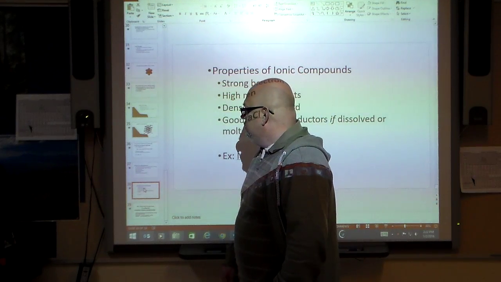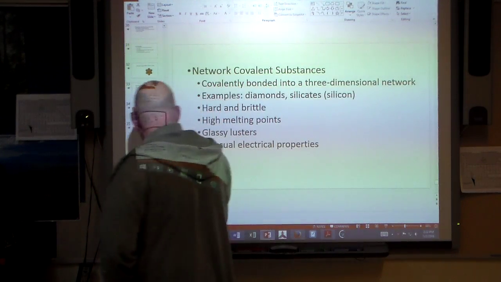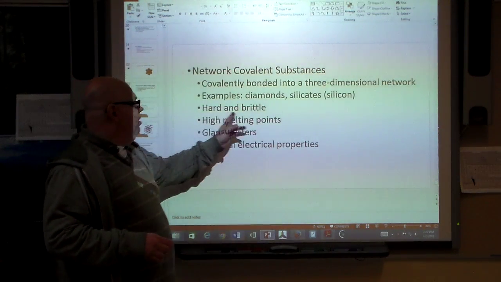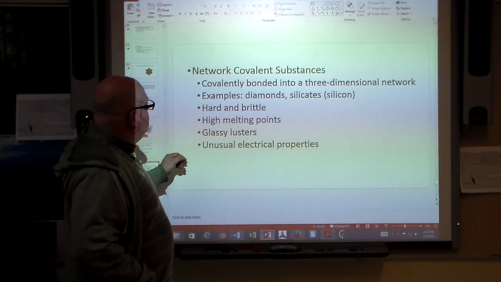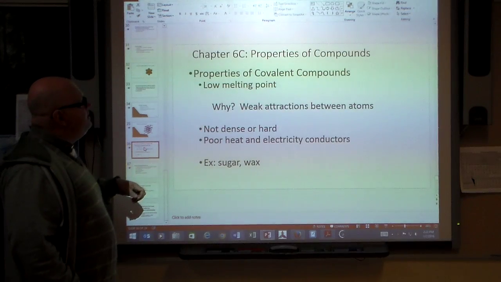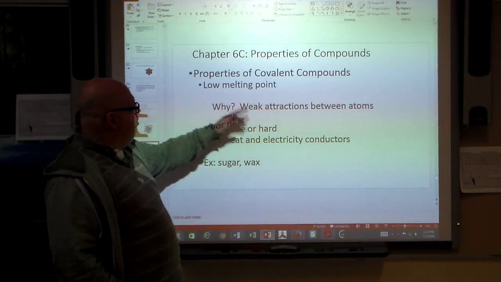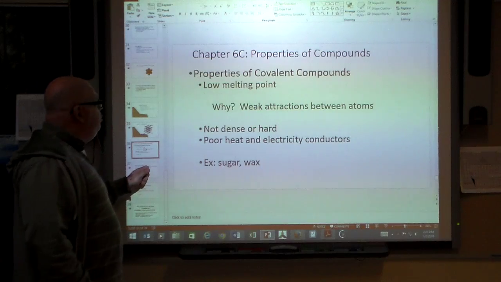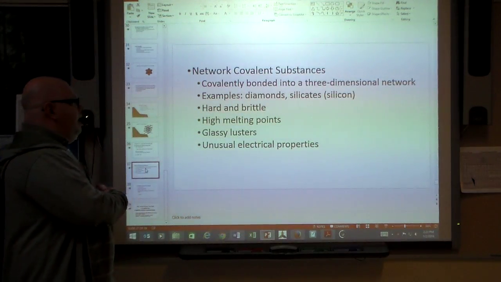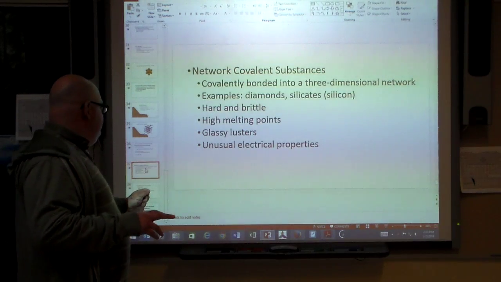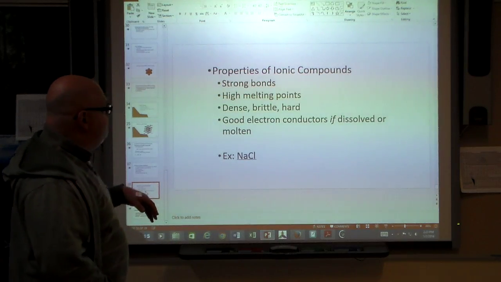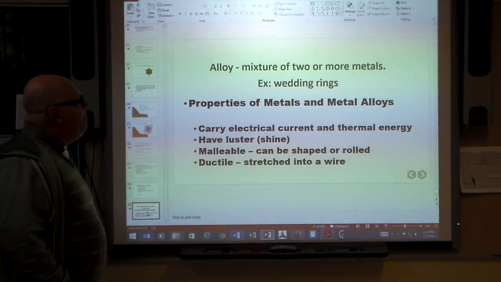So, differences between covalent and ionic. Covalent can be hard and brittle. In this case, it's a network covalent. But your typical covalent substance has a low melting point. But when you look at something that's networked in a three-dimensional structure, like diamonds and silicates, that's opposite. And then properties of ionic: strong bonds, high melting points.